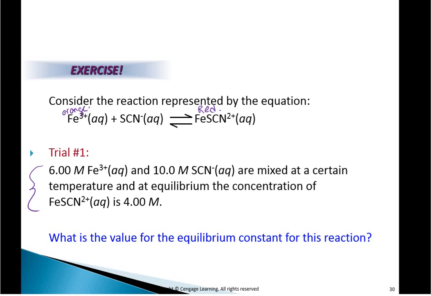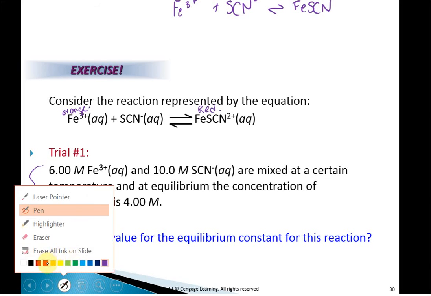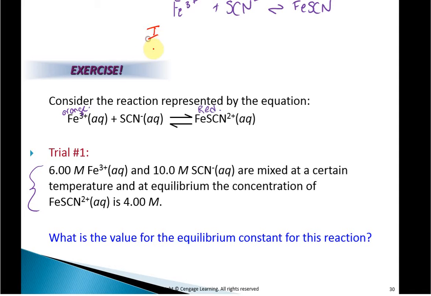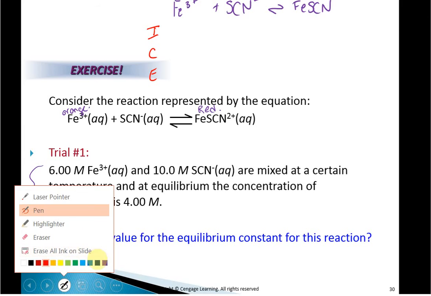Now, I kind of need more room, but I think what I'm going to do is write it up here instead. And so if we have Fe3+ plus SCN- going to FeSCN. Now, the way that we talk about this is usually with an ICE table. ICE means initial, then there's some change, and finally you reach equilibrium, okay?